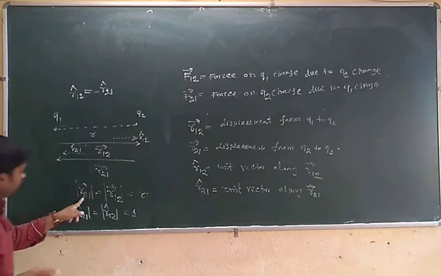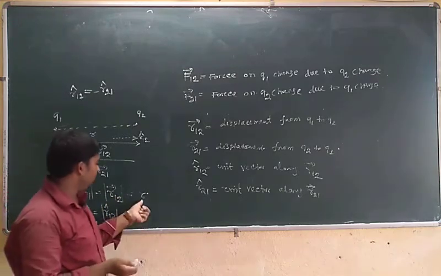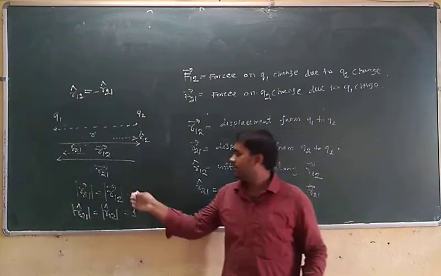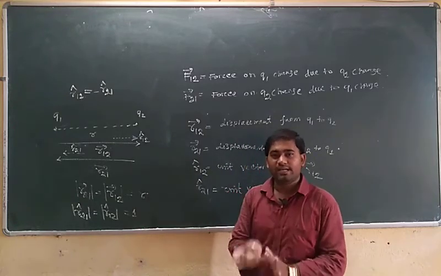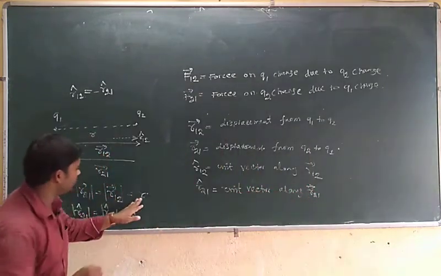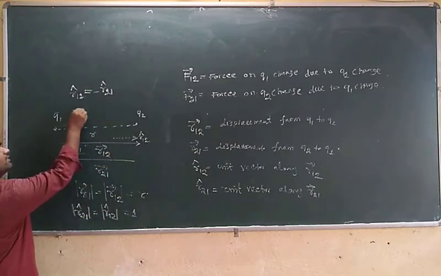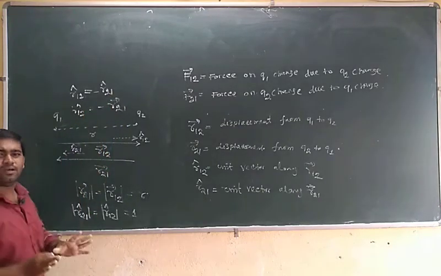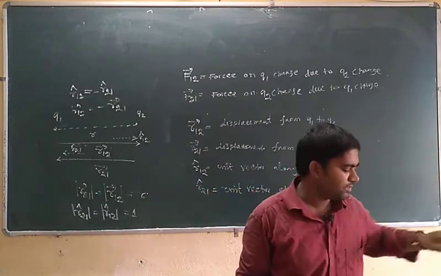You may ask here, sir, R21 vector magnitude equals R12 vector magnitude equals R; R12 vector and R21 vector also have the same magnitude and act in different directions, so are they negative vectors? The answer is yes. They are also negative vectors because they possess the same magnitude and are directed in opposite directions. So one can write R12 vector equals minus R21 vector. Now take different cases to represent Coulomb's law.